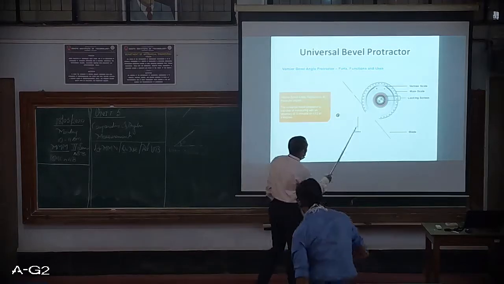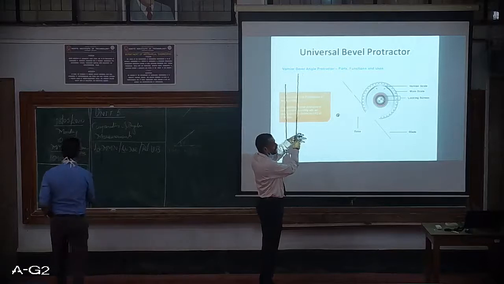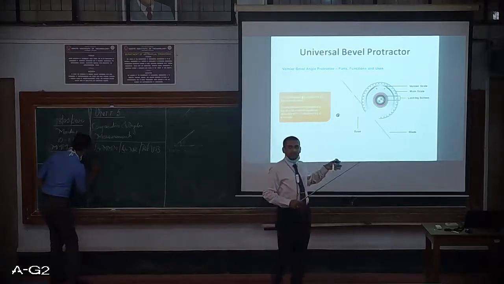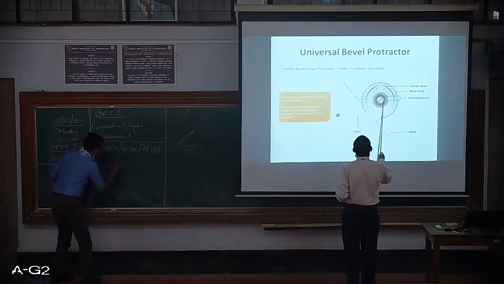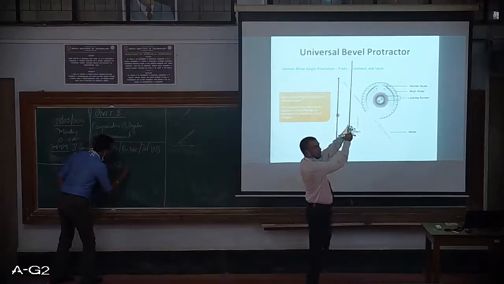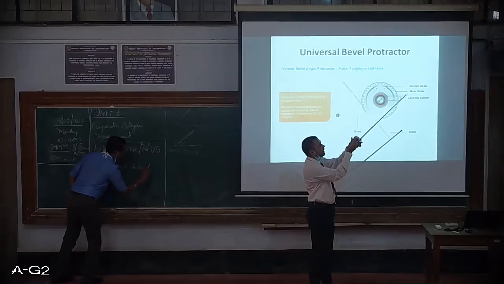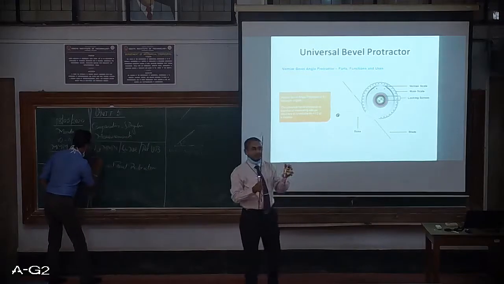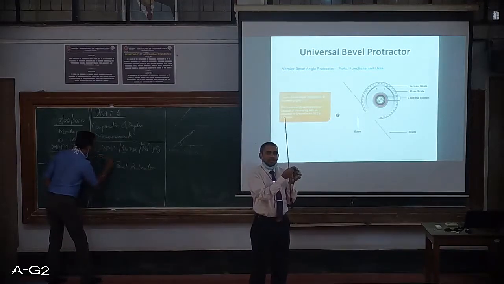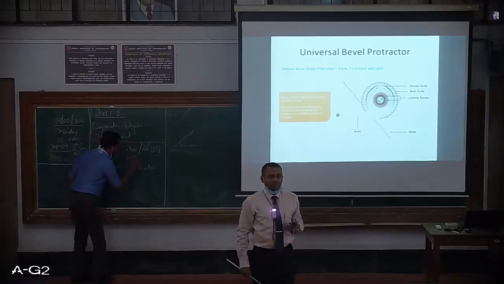Okay? So we have a base. Over here you can see this is the base, and this is the blade which helps us to find the accurate angle. Over here we have a locking nut. This is the locking nut. And also we have an eyepiece over here. You can see whatever I'm holding in my hand has an eyepiece. This eyepiece helps us to clearly see the coinciding vernier division.